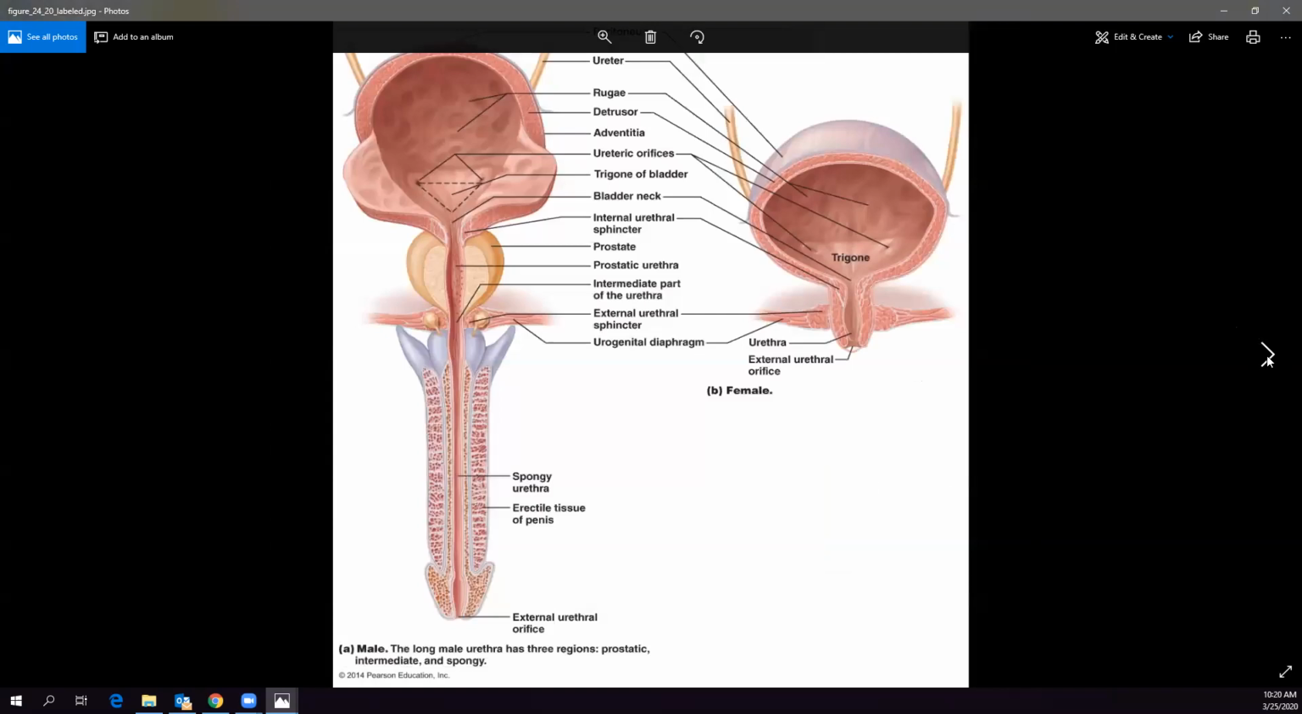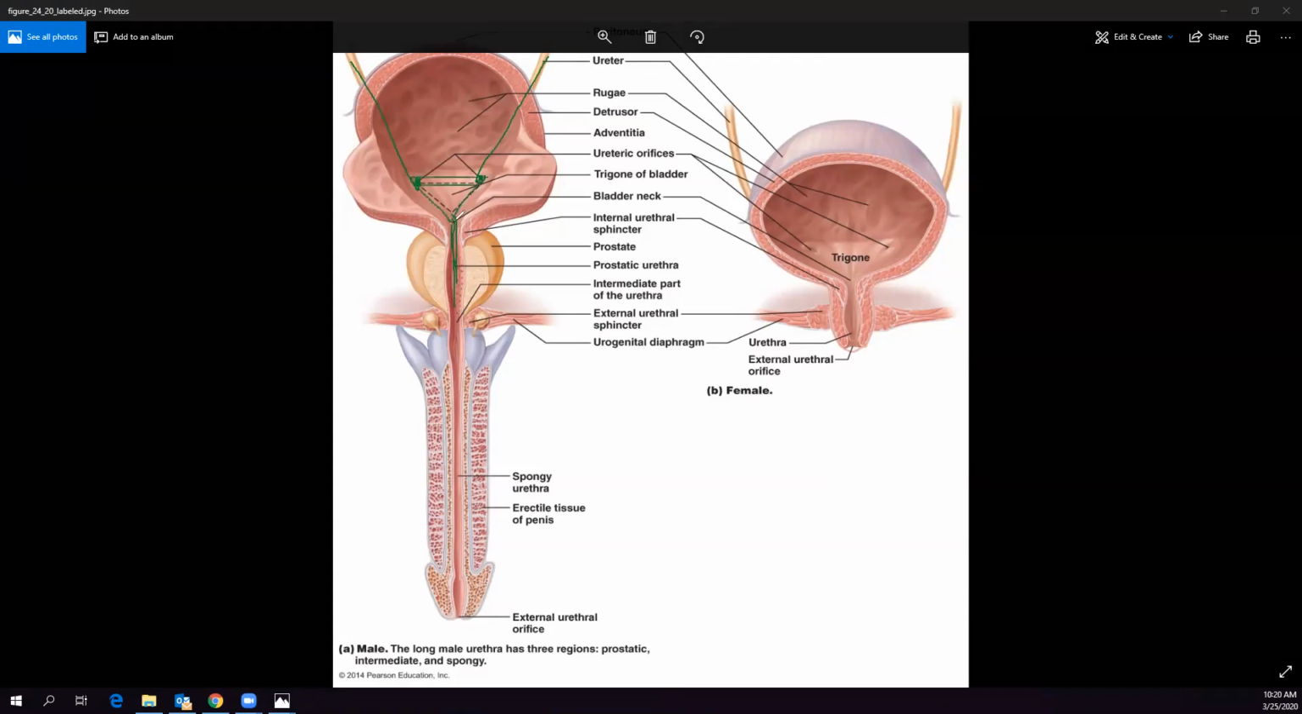Okay, so here are the two views of the urinary bladder. So the male on the left and the female on the right. Inside, we have an area where the two ureters, so I'm just going to draw because that'll help. So here's the urine. It's going to come down from the ureter. It's going to pass behind the bladder, and then it's going to enter right there. And then the same with the ureter on the other side. It's going to enter right there. And then we have the urethra that's going to leave.